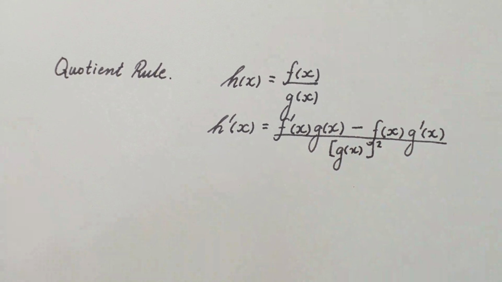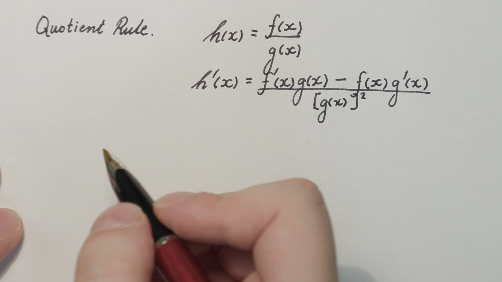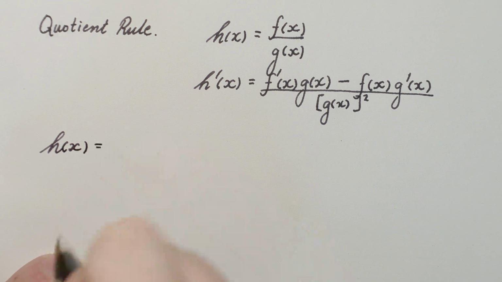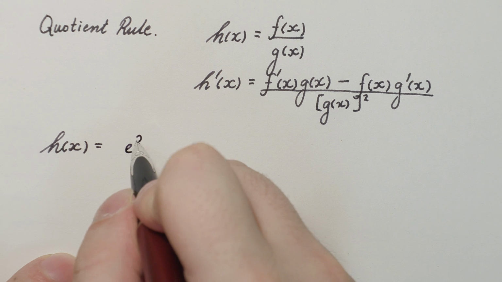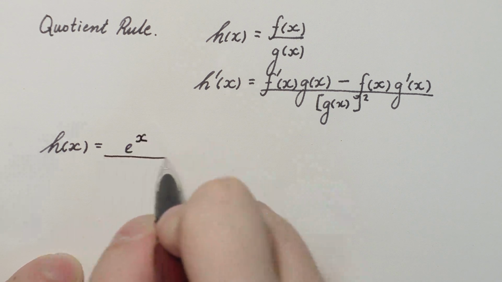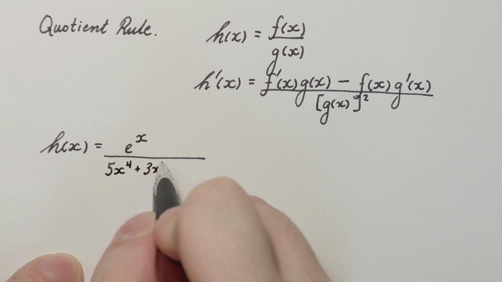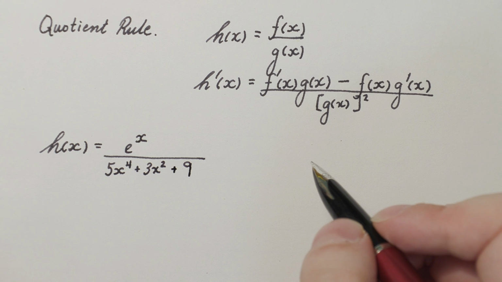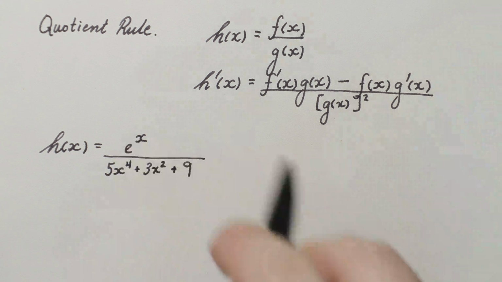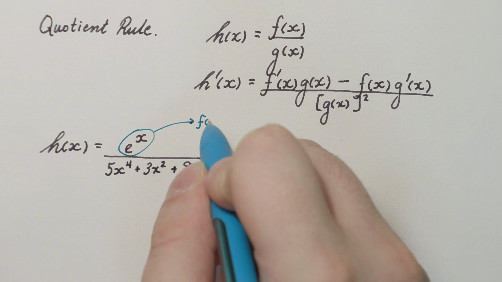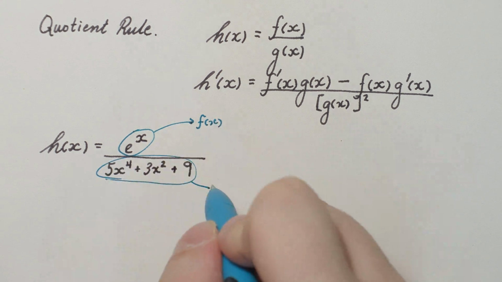Okay, so why don't we do that same kind of problem that we had previously, very similar to that one. So let's say that I have this function. H of x is equal to, and on the top function, I have e to the x, divided by the function 5x to the fourth plus 3x squared plus 9. So again, here's my top function, and here's my bottom function. So that's my f of x here, and here is my g of x.